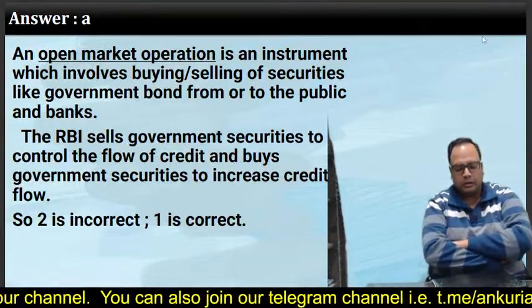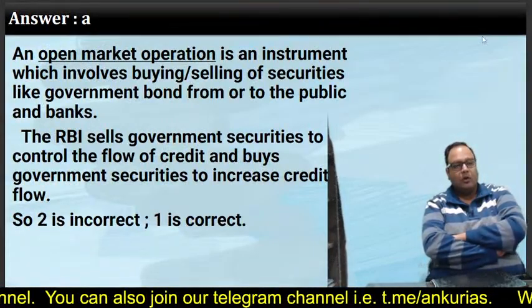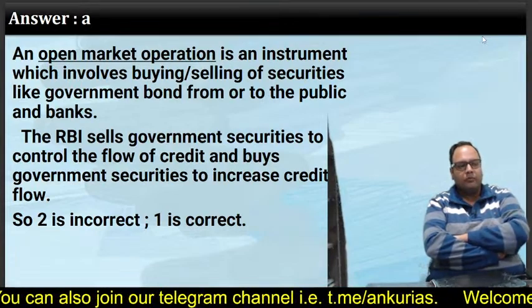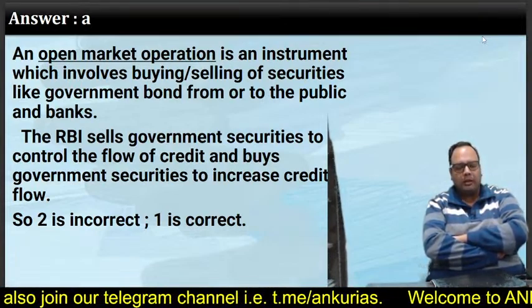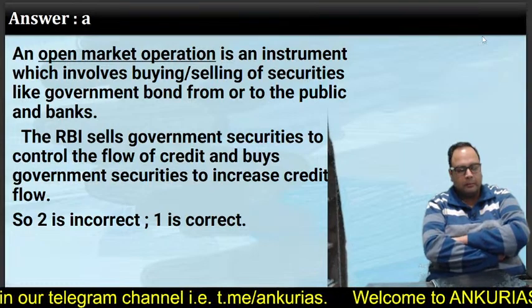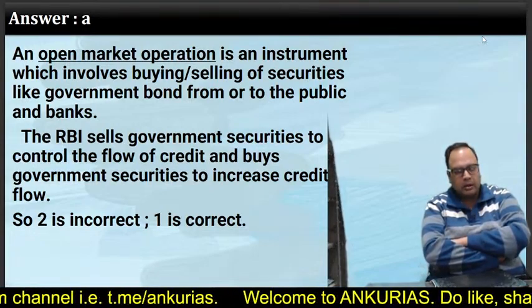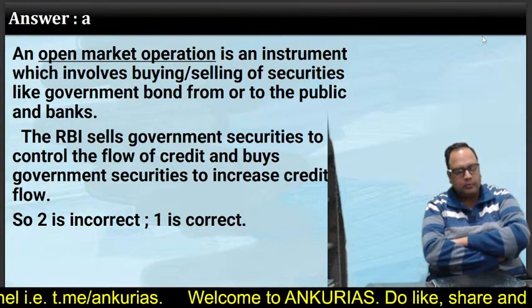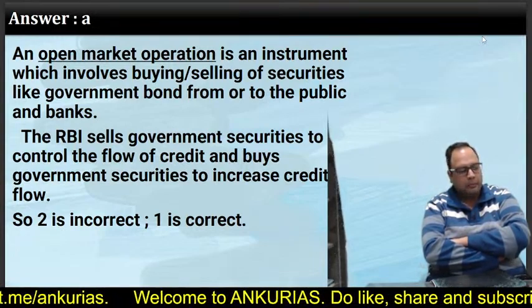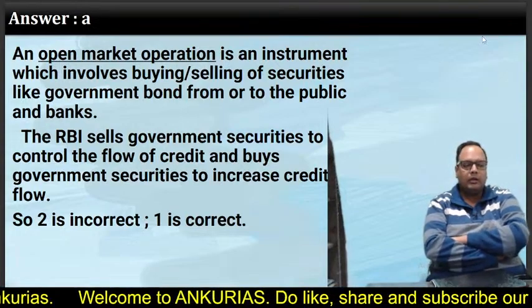Right answer is A. OMO is an instrument which involves buying, selling of securities like the government bond from or to the public. RBI sells the government security to control the flow of credit and buys the government security to increase the credit flow.